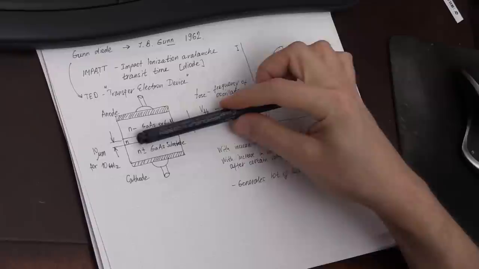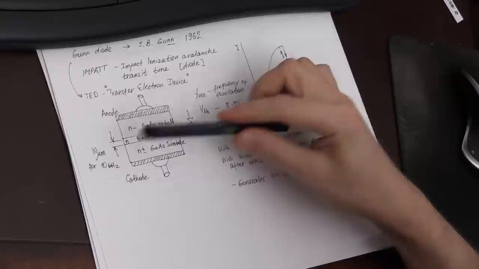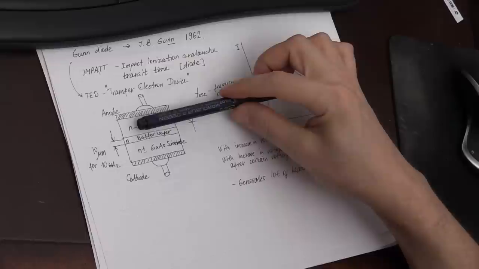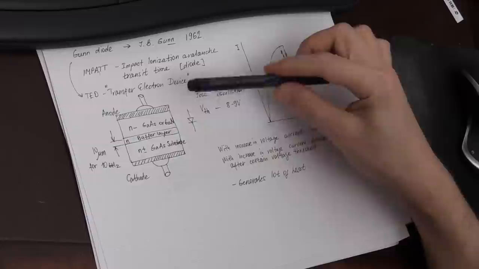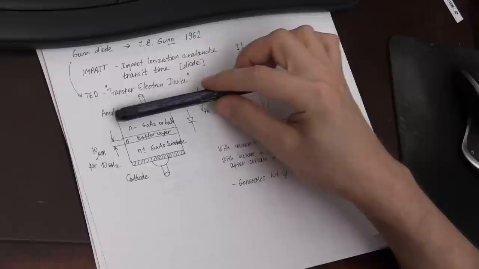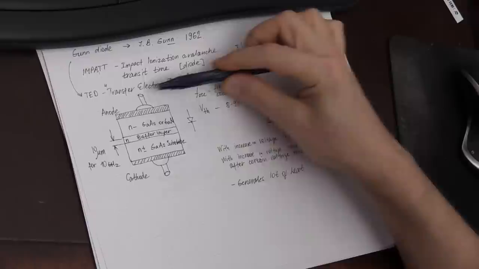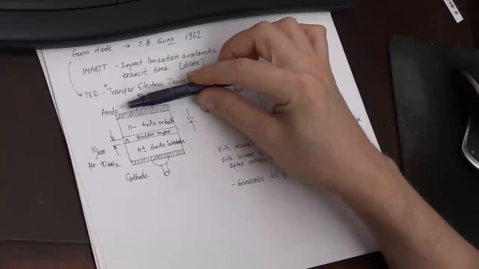This buffer layer has a certain thickness, about 10 micrometers, let's say, for example, for 10 gigahertz frequency, and I will explain later why this is important. On top of that there is another N- layer of gallium arsenide or gallium nitride semiconductor material, and it's usually gold plated, and we have two leads. This top layer is almost always called an anode, and the bottom is called a cathode.